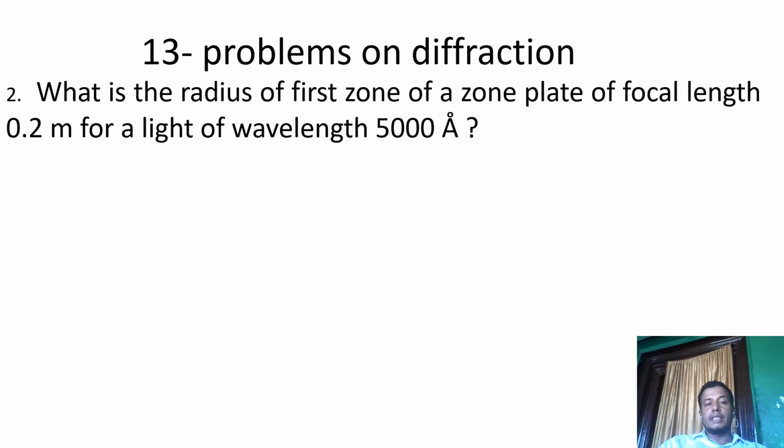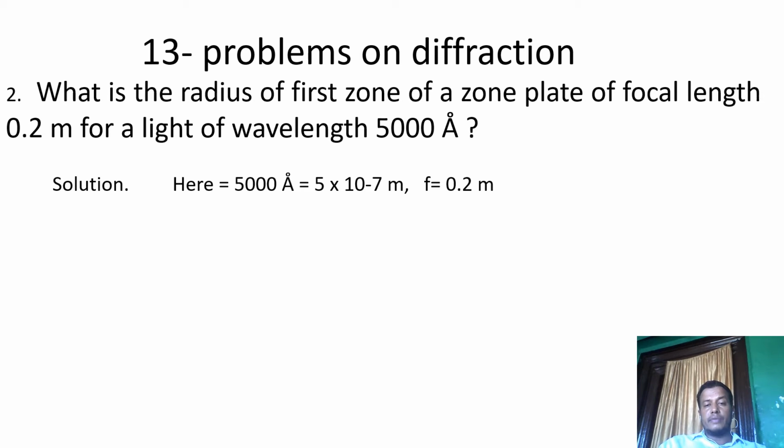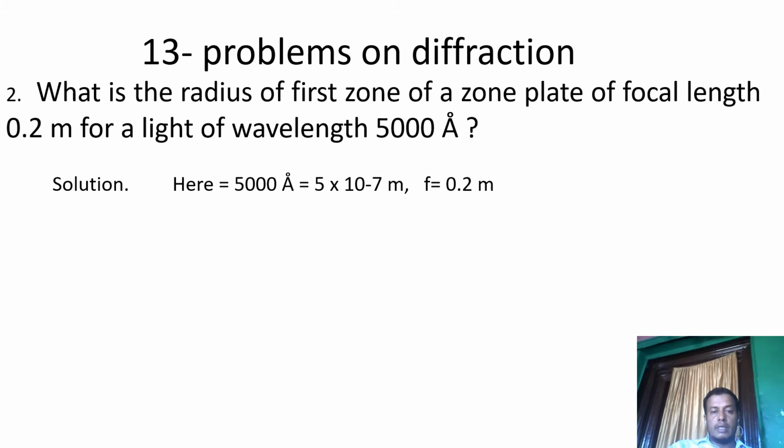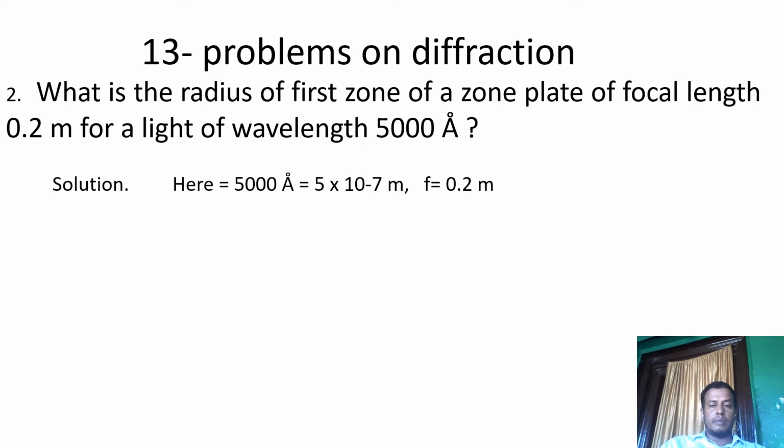Second problem: what is the radius of the first zone of a zone plate of focal length 0.2 meter for light of wavelength 5000 angstrom? This is a problem related to a zone plate. The given focal length is f equal to 0.2 meter and the wavelength is 5000 angstrom. An angstrom is 10 to the power of minus 10 meter, so 5000 angstrom is 5000 into 10 to the power of minus 10, or 5 into 10 to the power of minus 7 meter.